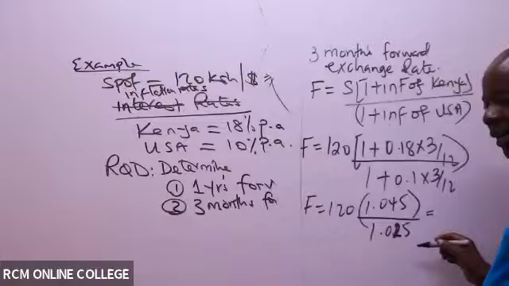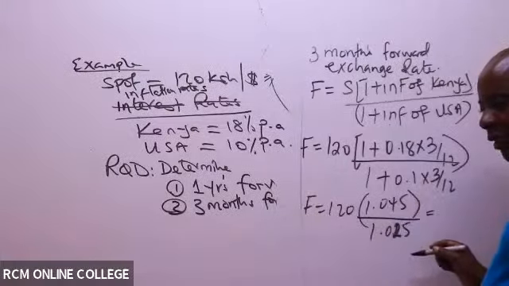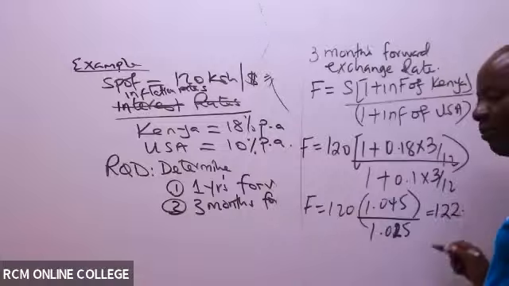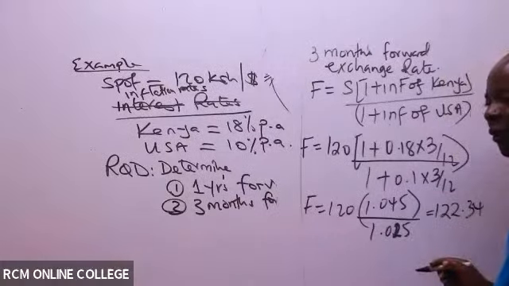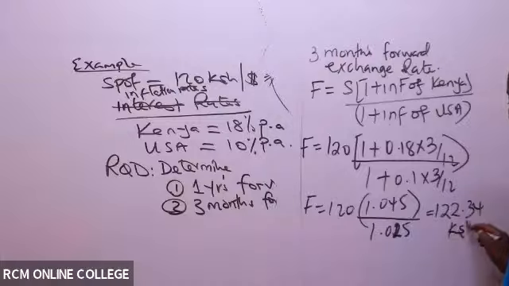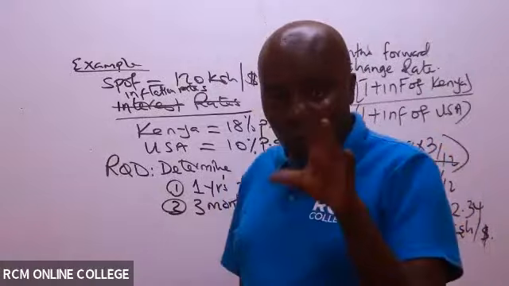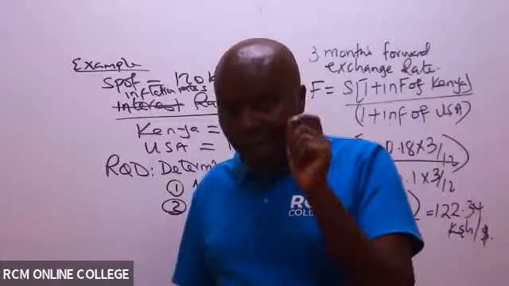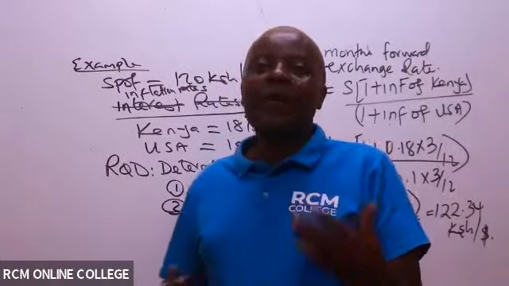Because of our videos, we want our videos to be very accurate. So 120 times 1.0, this gives me 122.34 Kenya shillings per dollar, like that. And that is the end of that concept of purchasing power. It makes use of inflation rates.